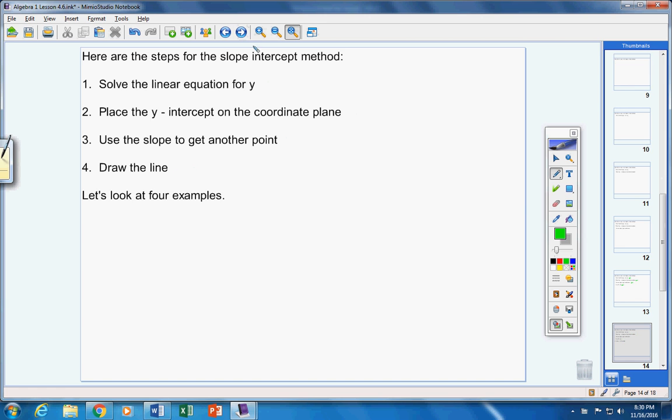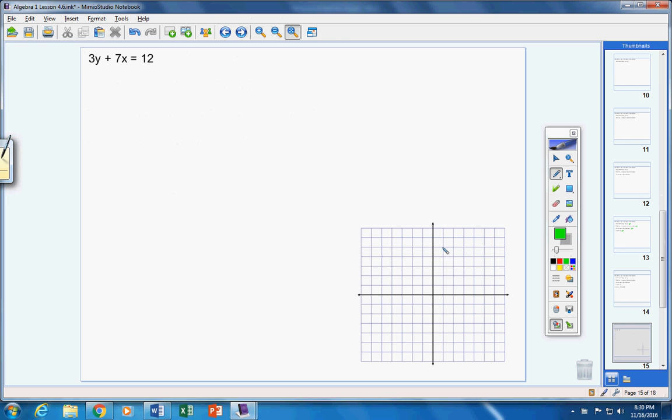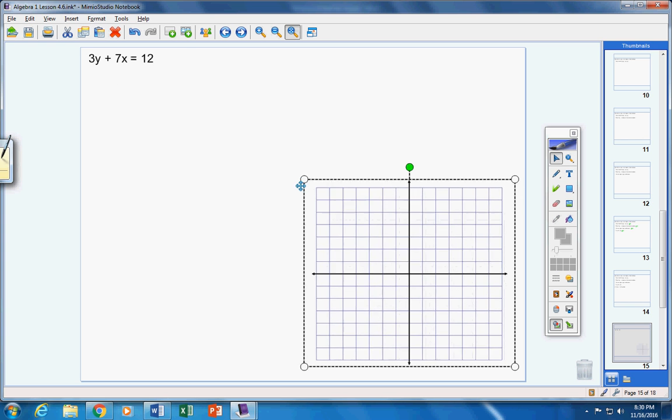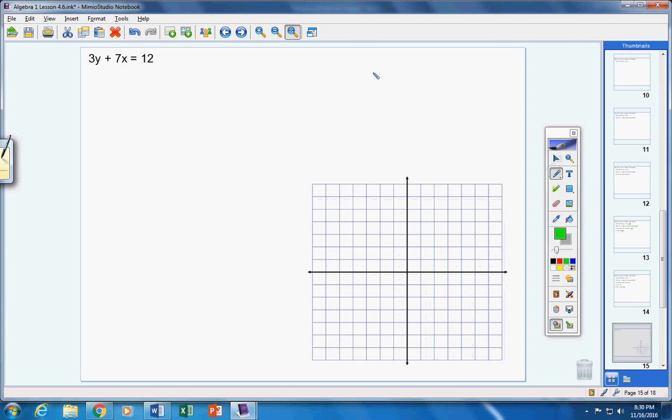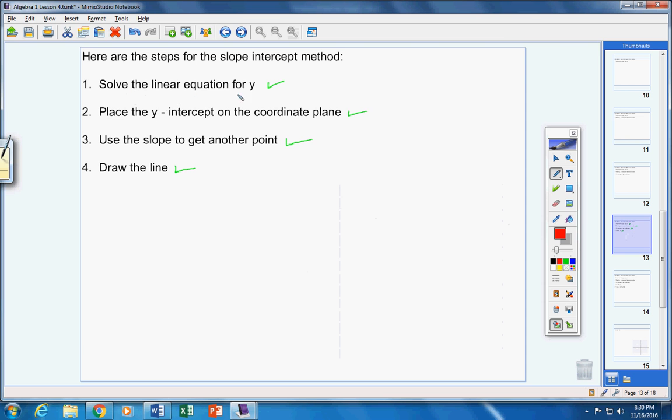Alright, let's go ahead and try some of these. Let's practice 4 examples, okay? Please take really good notes. When you go to write your coordinate plane, please don't try to write one as fancy as this one. Just put your axes like this. Put tick marks on it like that, and that'll be sufficient, okay? Alright, let's graph this linear equation by using the slope-intercept method, okay? Are you ready? Step 1 says get y by itself. Solve the linear equation for y, which is the same thing as getting y by itself.